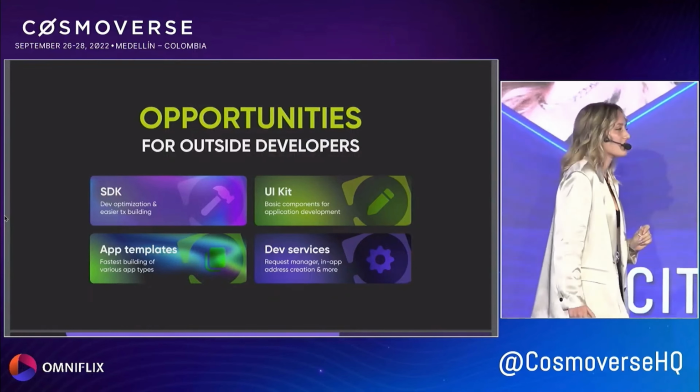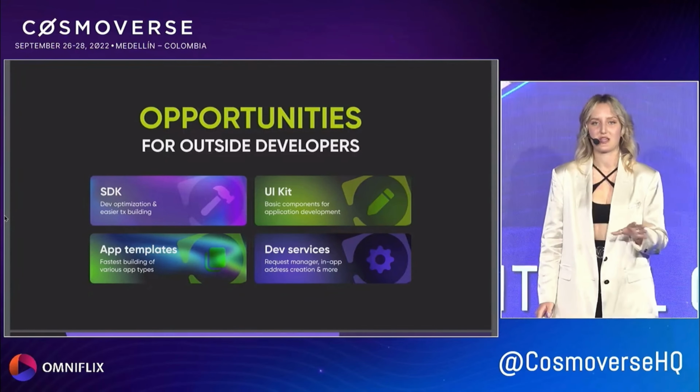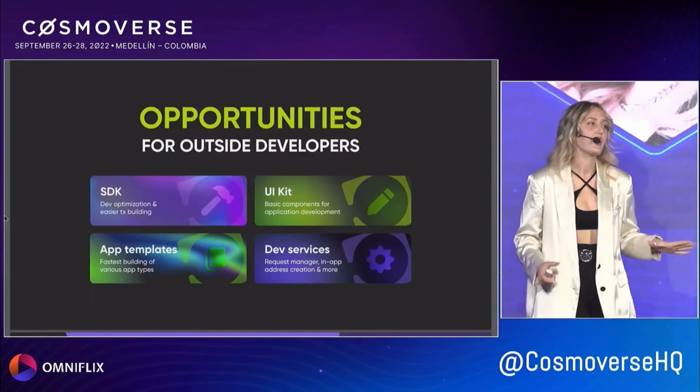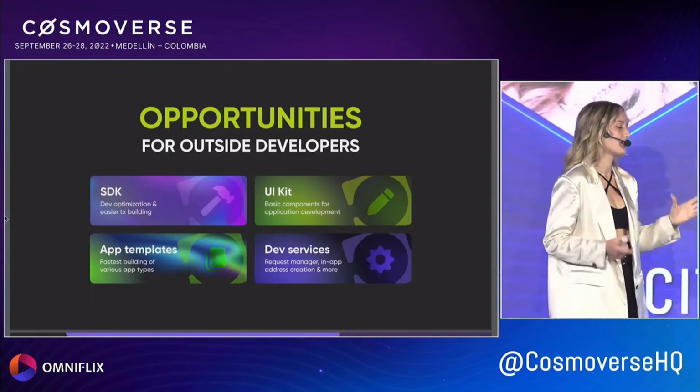And the part I'm also very excited about is opportunities for outside developers. We're not looking to do it all by ourselves. So we'll be looking for those who are willing to build their specific use case and focus on covering the specific crypto users' needs via our SDK, our UI kit for boosting the development, some app templates so that if you have the swap app type, you'll be able to create it on any network you're working with, and also the DApp services like Request Manager for nodes or in-app creation of addresses that I was mentioning previously.